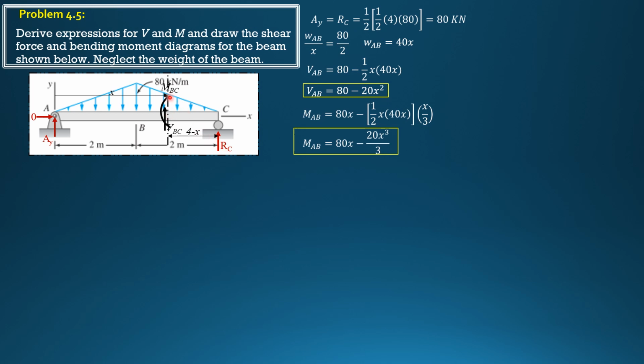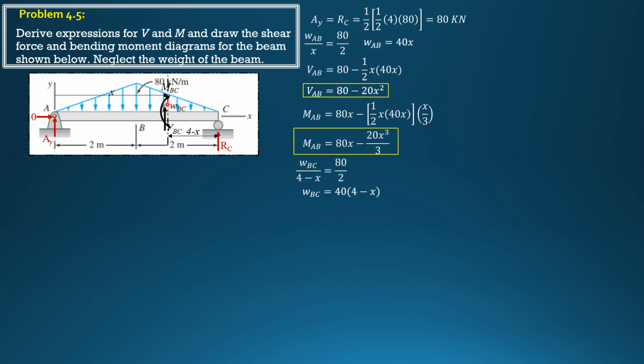And the intensity of the loading, let's call that WBC. So by similar triangles, WBC as to 4 minus X equals 80 as to 2. So WBC is 40 times quantity 4 minus X. So therefore, for the right portion, it is the opposite of the left portion.